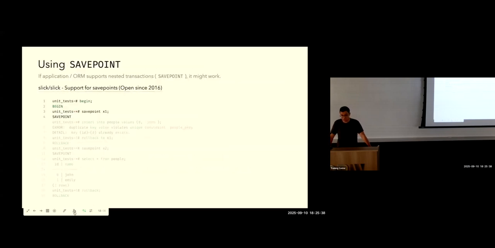So what can we do? We can use the savepoint function in PostgreSQL, which is used to replicate nested transactions. If your ORM supports it, it might work.